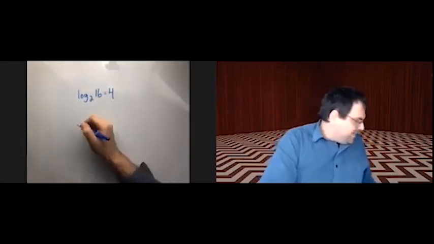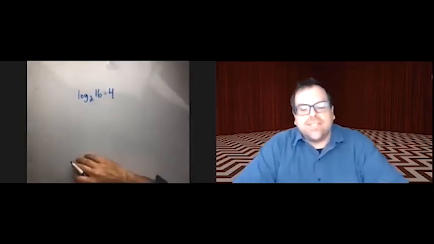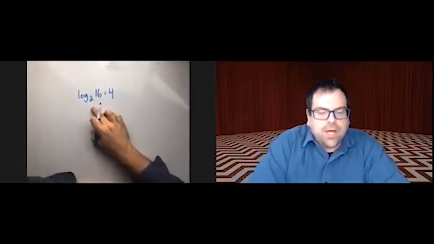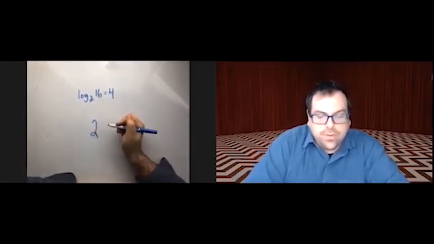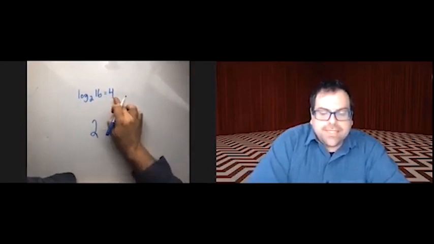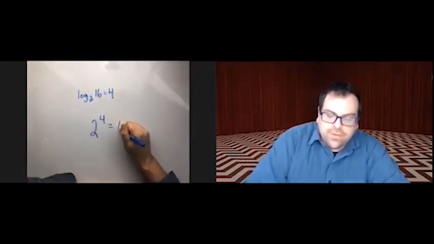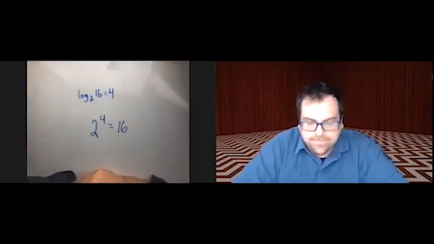Let's write these log equations in exponential form. So here, this is the base 2 log. So in exponential form, the base is 2. A logarithm is an exponent. So the exponent is 4. And 2 to the 4th is 16. The argument, the number that's left.